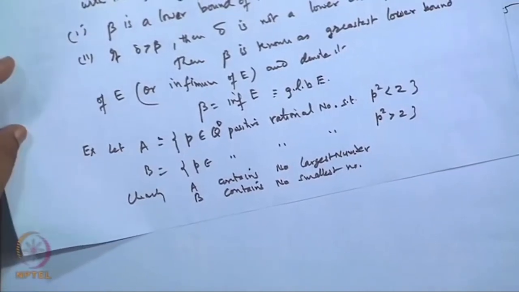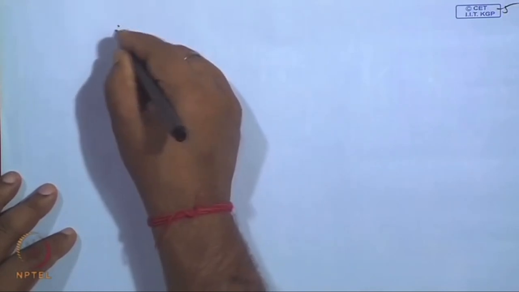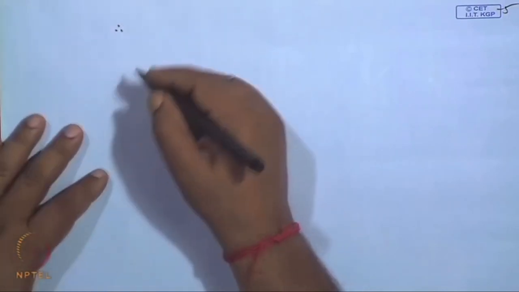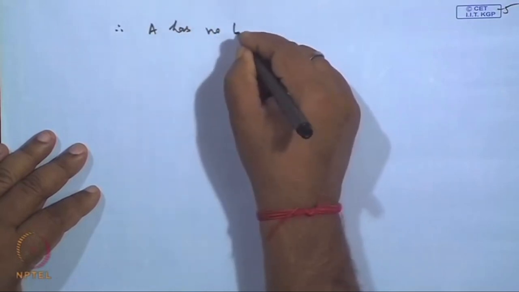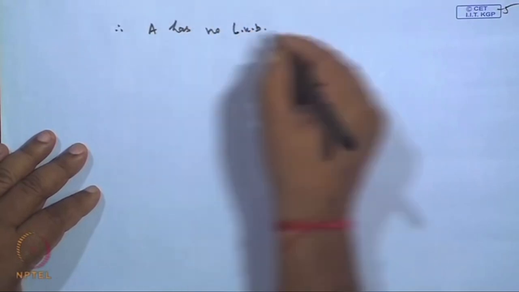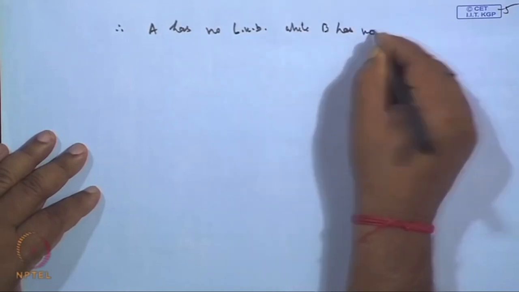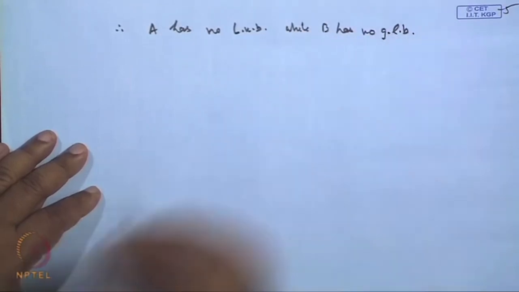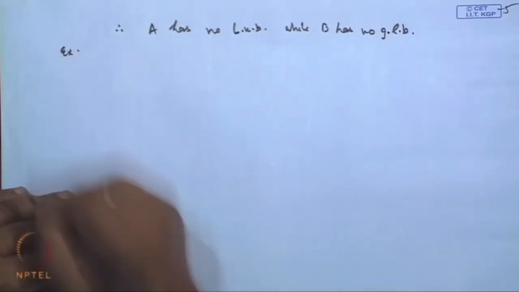Okay. So, in this case, B has no greatest lower bound and A has no largest number. Therefore, we can say A has no least upper bound, while B has no greatest lower bound. That's obviously true.